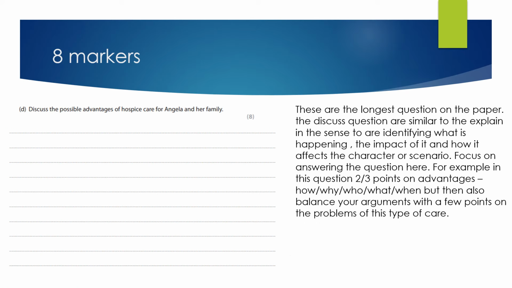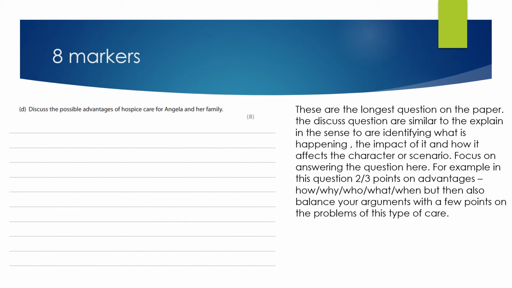That's going to help. Finally, we move on to the 8 markers. 8 markers are the discuss question, the longest question on the paper, and often they ask you to discuss an issue, a topic, an action, a role related to the scenario. What I would say here is focus on answering that question. So often, like on the screen, you've got discuss the possible advantages of hospice care for Angela and her family.